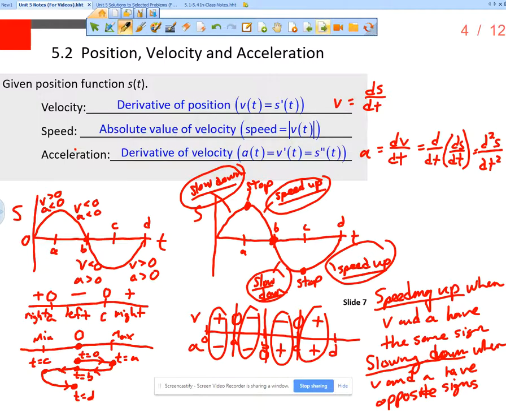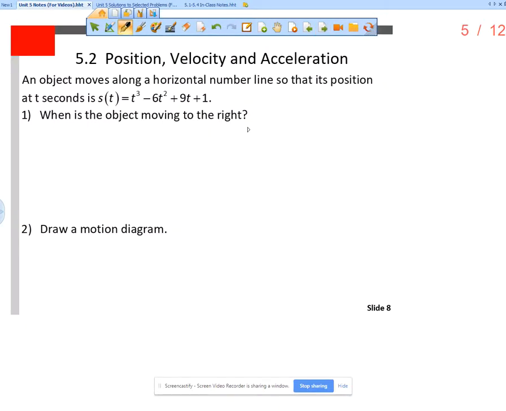So let's do some examples. All right, so on to slide number 8. An object moves along a horizontal number line so that its position at t seconds is s of t equals t cubed minus 6t squared plus 9t plus 1. When is the object moving to the right? So what would moving to the right mean? Moving to the right would mean that position is increasing, or we could say velocity, v of t, is greater than 0.